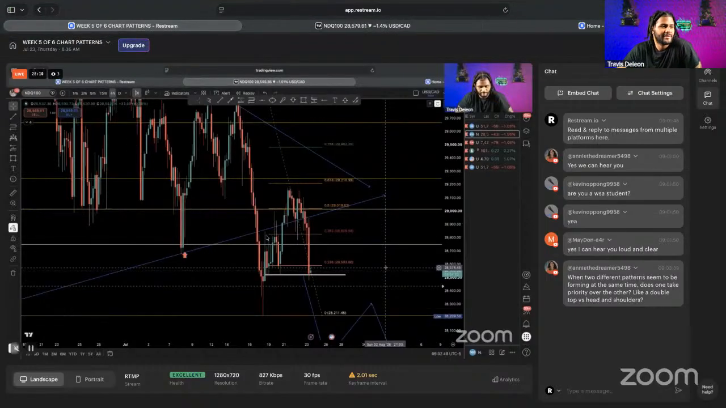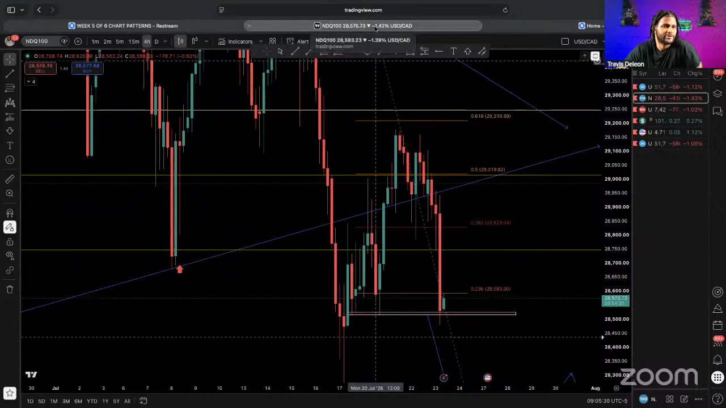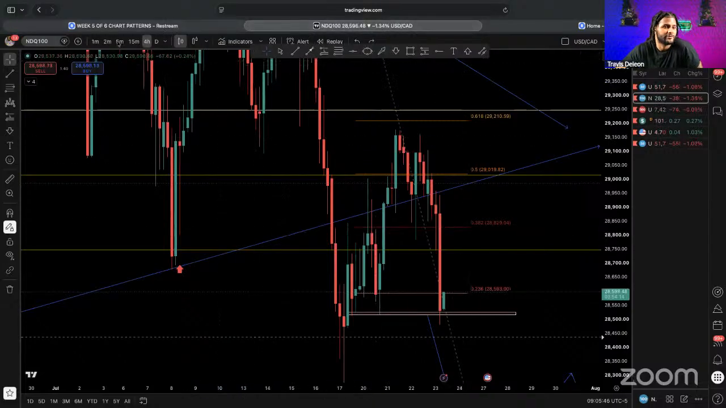Another thing, I don't really trade double tops. Honestly, I don't like double tops. Head and shoulders, bullish flag, bearish flag, ascending triangle, symmetrical triangle, falling wedge, rising wedge. Basically those, and head and shoulders, inverse head and shoulders, stuff like that.